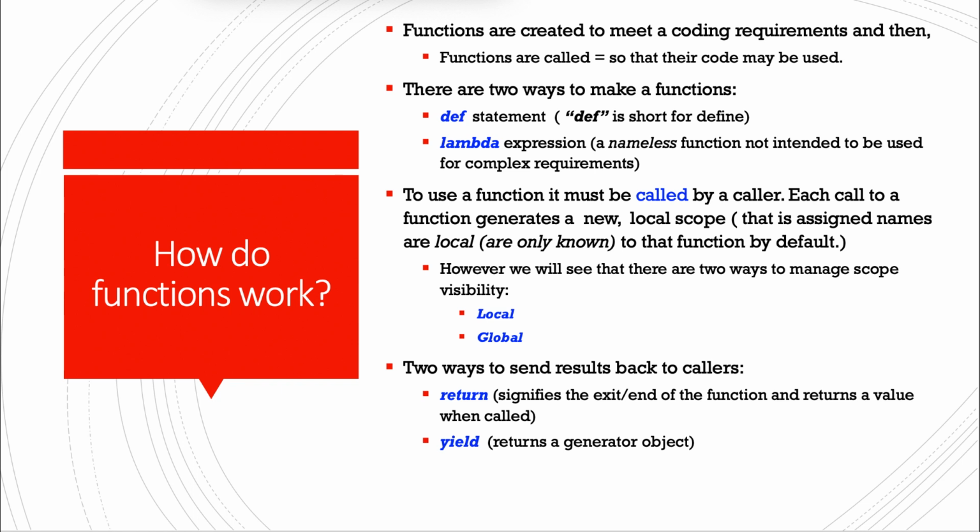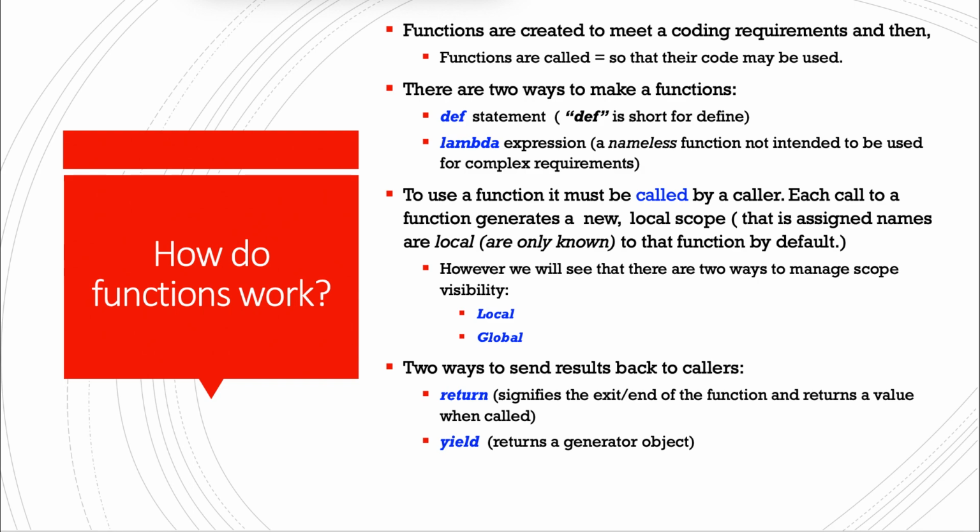To use a function, it must be called by a caller. Each call to a function generates a new local scope that is assigned names that are local, that is only known to the function by default. However, we'll see that there are two ways to manage scope visibility, either locally or globally. Two ways to send results back to callers are through the return statement, which signifies the exit or end of a function and returns a value when called, or a yield statement, which returns a generator object.